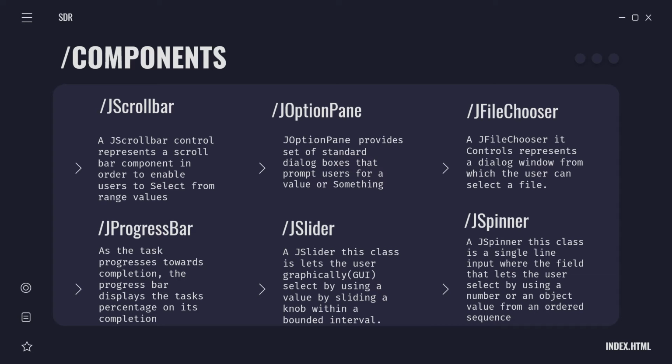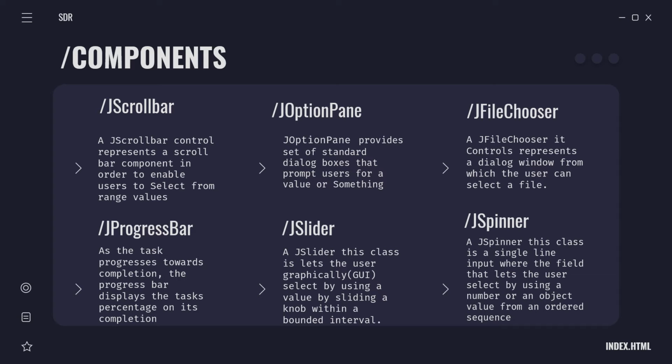The progress bar gives the user a representation of what percentage of a task has been completed, how far it has progressed towards completion. The progress bar displays a task percentage on its completion. It can be seen everywhere while moving, copying, pasting, or doing some manipulation work that takes some time.